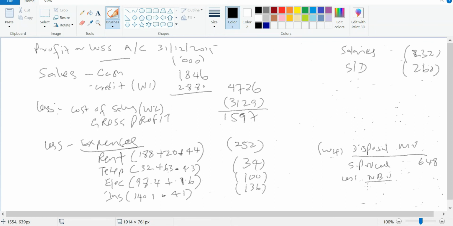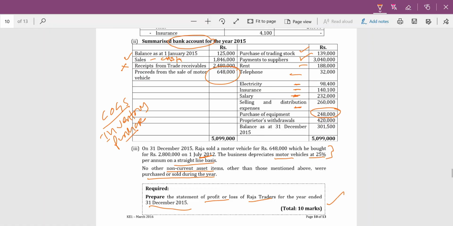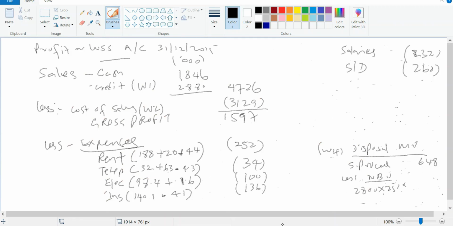How much? You bought it for 2.8 million and depreciation is 25%. How many years do you need to depreciate? So this is from 2012 to 2015. 2012 is 6 months, then 13, 14, 15 is 3 years. So 3 years and 6 months. If you calculate 3 years and 6 months, how much will that be?